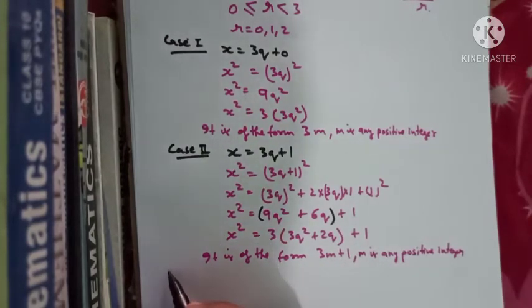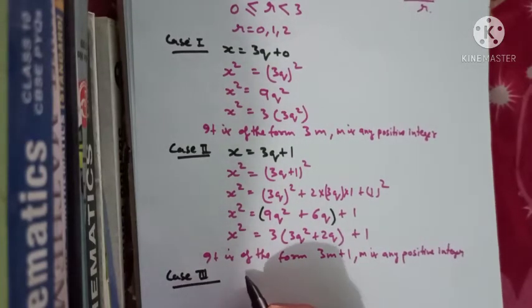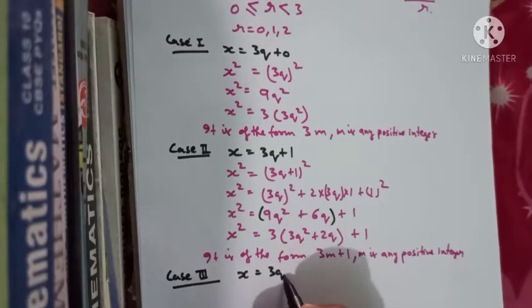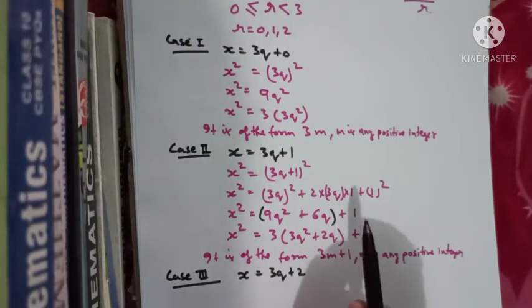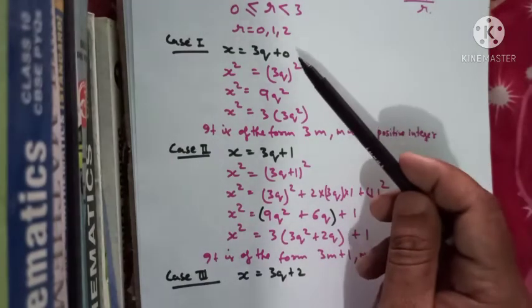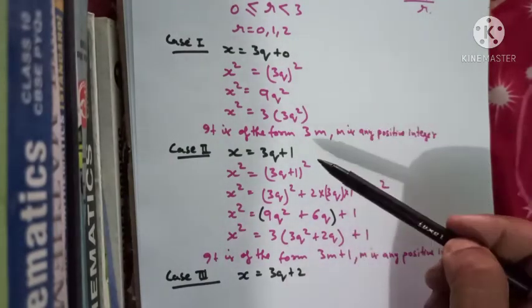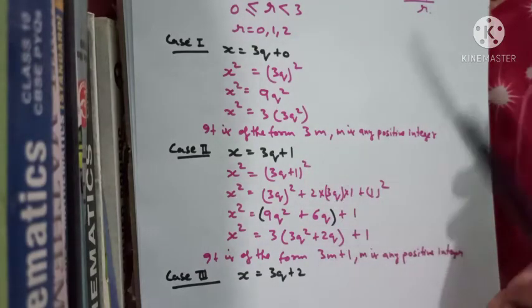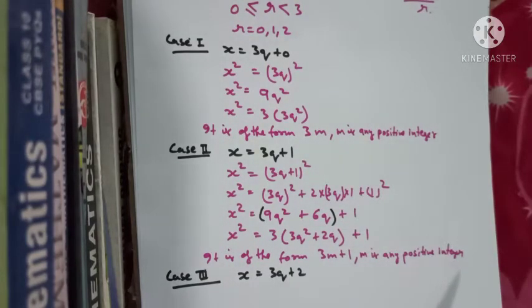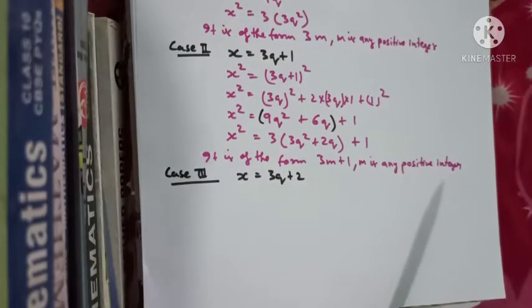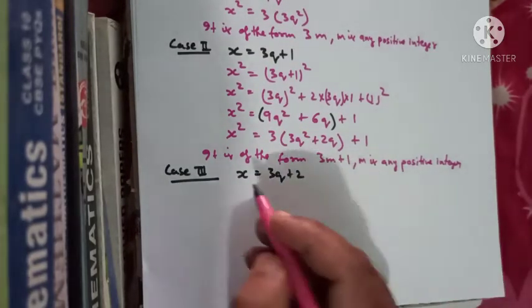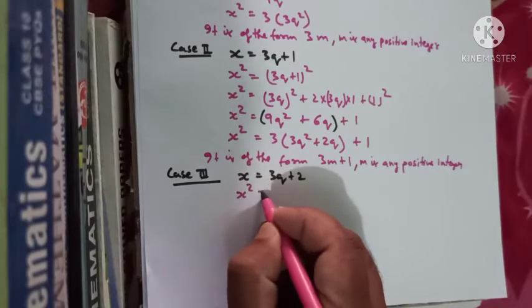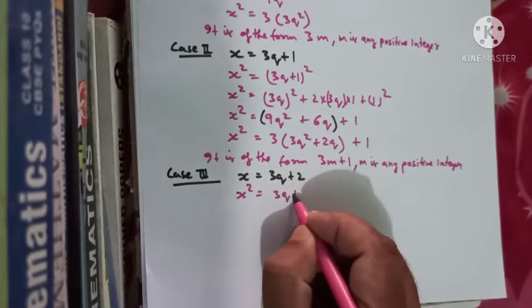Now case 3, that is if the value of x is equal to 3q plus 2. There are only 3 cases. When the remainder is 0, then the value of x is 3q plus 0. When the remainder is 1, then it will be 3q plus 1. And the third and the last case, when the remainder is 2, then the value of x will be 3q plus 2. So in that case, square of x will be square of 3q plus 2.